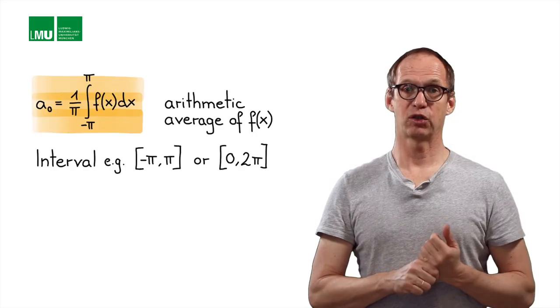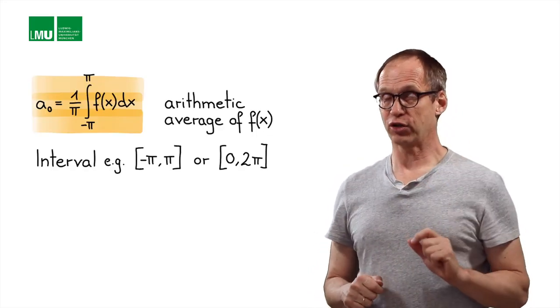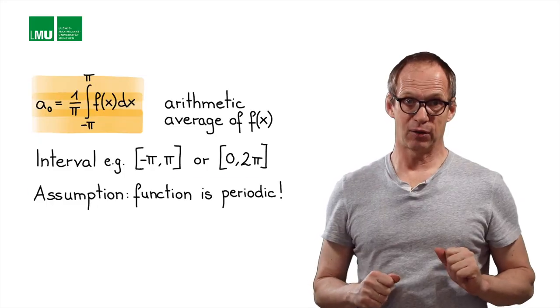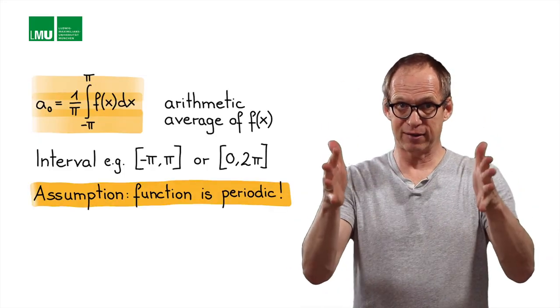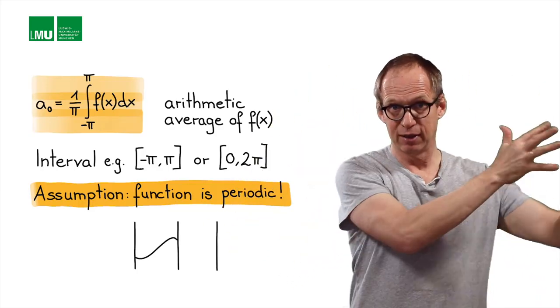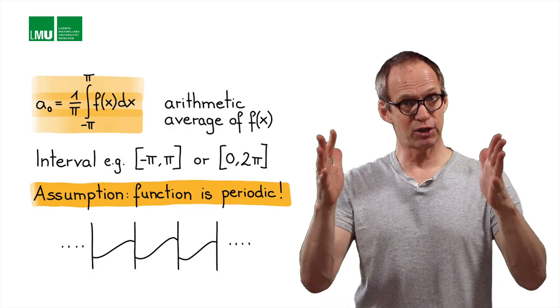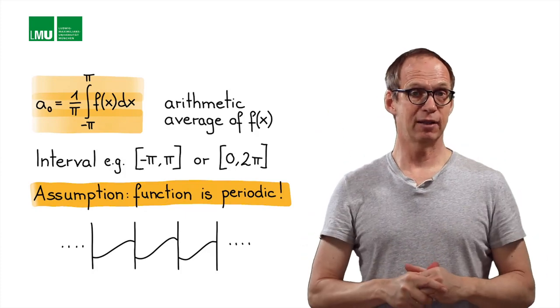That's not a constraint. What is very important is we always assume that our function is periodic. So even if we say f of x is defined in a certain interval, it actually means it's going to be periodic from minus to plus infinity. Every limited function in space can be made periodic.